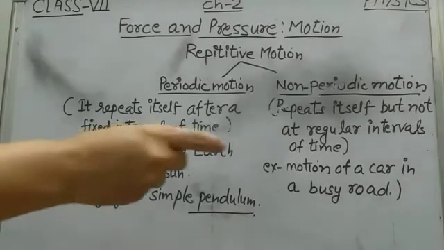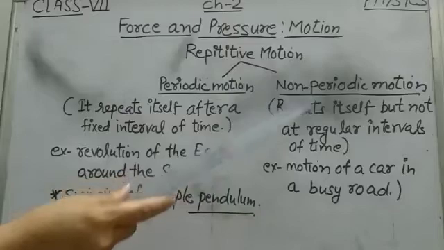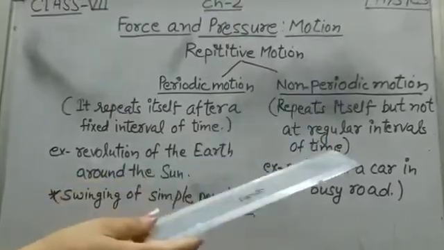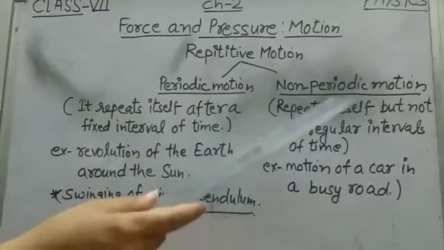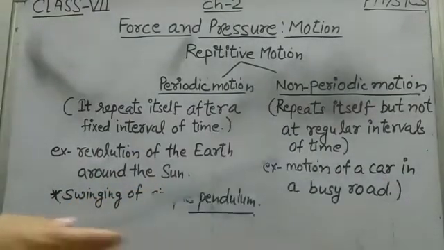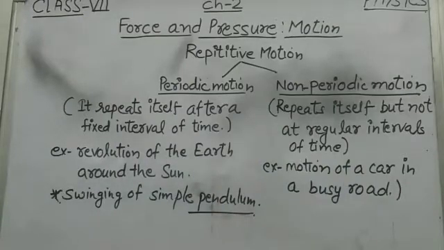Now the second one is non-periodic motion. The motion which repeats itself but not at regular intervals of time. For example, the motion of a car on a busy road. It can't be at the same speed, so it will repeat itself but not at a regular interval of time.